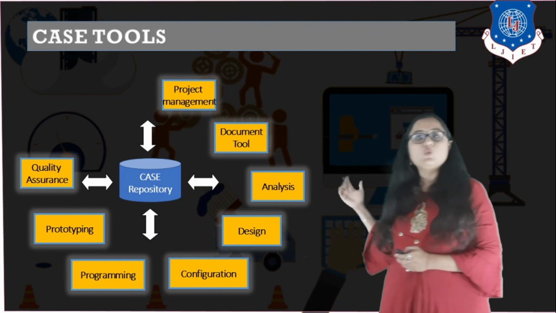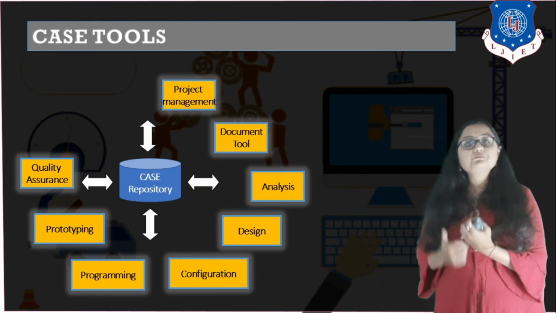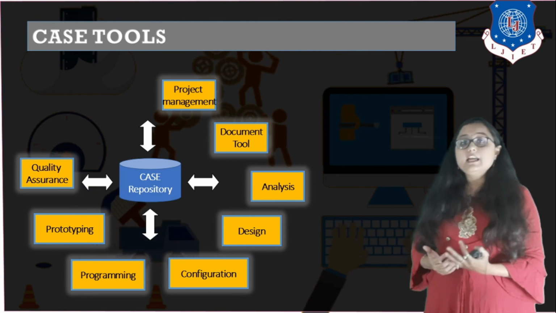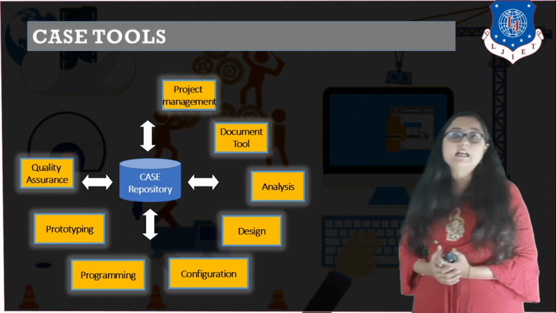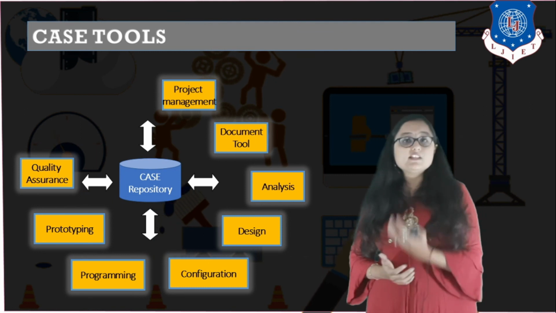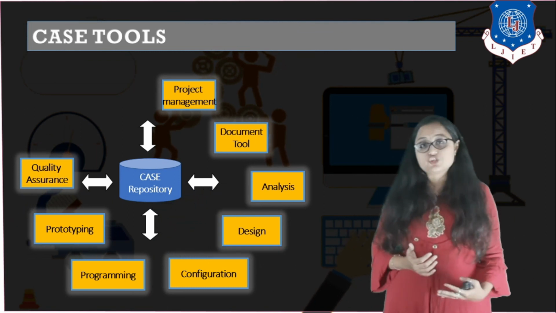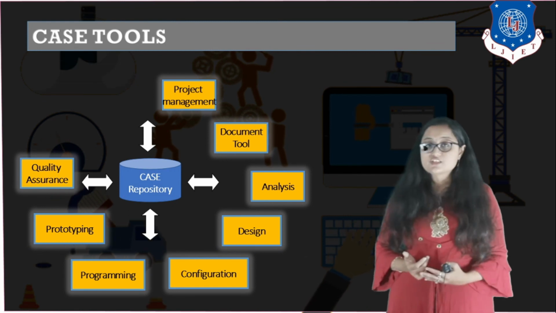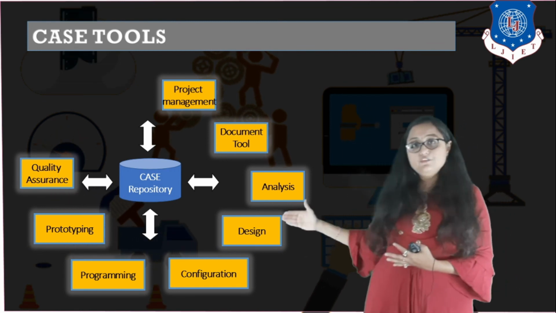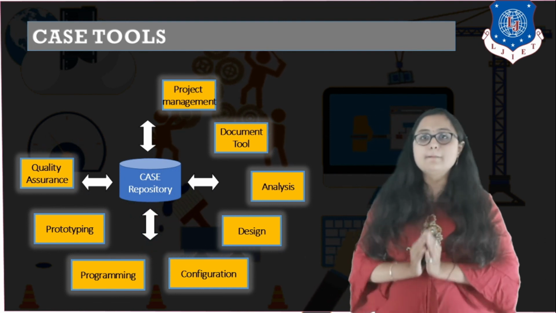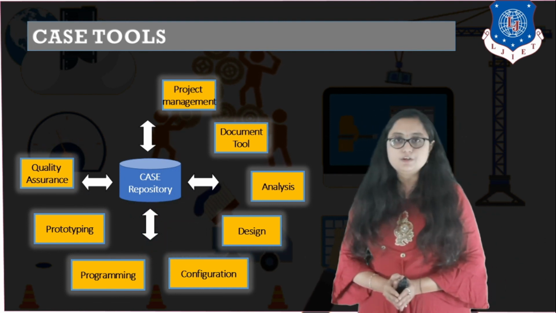The next is quality assurance tools. If you want to analyze the quality, you can use the quality assurance tools that are available. These tools can calculate the project metrics and the process metrics, and based on these calculations tell you whether you are going in the right direction or not, right?